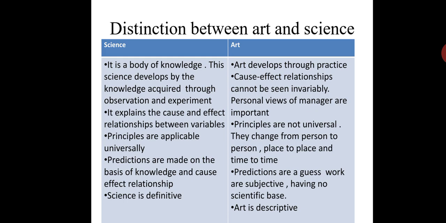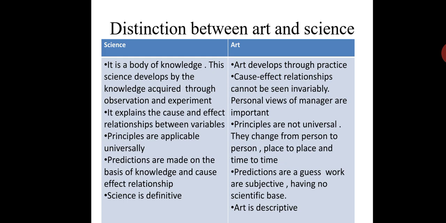What is art? Art develops through practice. Cause and effect relations cannot be seen invariably. Personal views of a manager are important. Principles are not universal. They change from person to person, place to place, and time to time. Predictions are guesswork and are subjective, having no scientific base. Art is descriptive. Okay. So what is art? Art is a relationship that you cannot see. Cause and effect relation you cannot really see, but it differs from person to person. A person's drawing is going to be different from B person's drawing. B person's drawing is going to be different from C person's drawing. Okay, it differs from person to person, time to time, situation to situation.